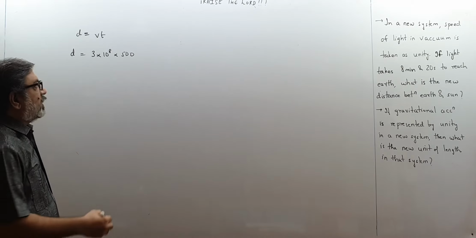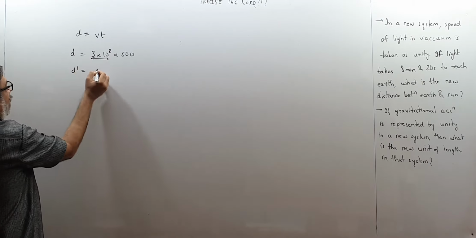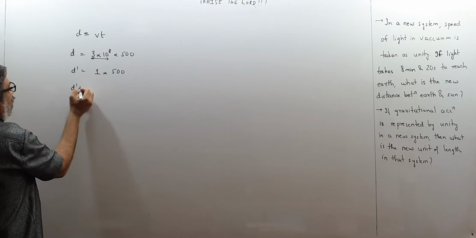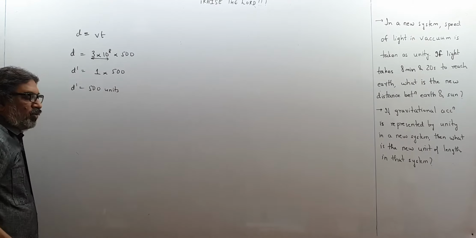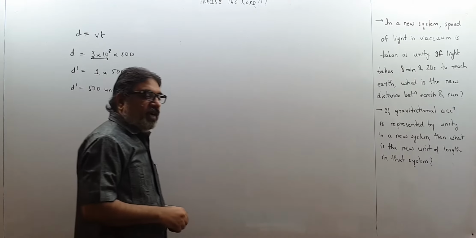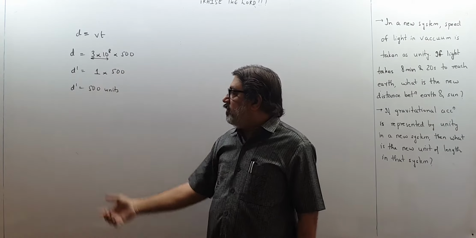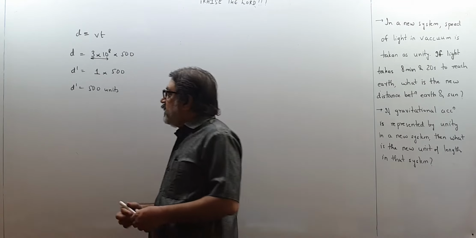Now we want a new system. This speed you are taking as 1. So the new distance will become, this is 1, nothing is happening to this, so the new distance will be 500 units in the new system. So the new distance will be only 500 units instead of this much. This is the point. Okay.